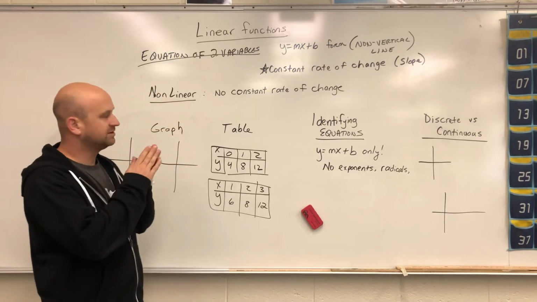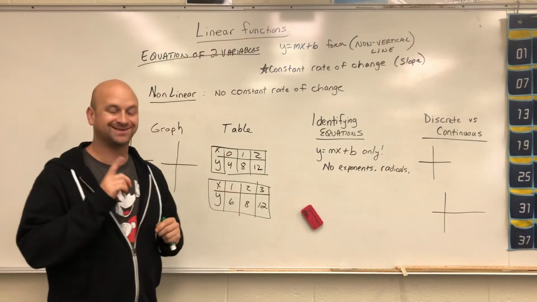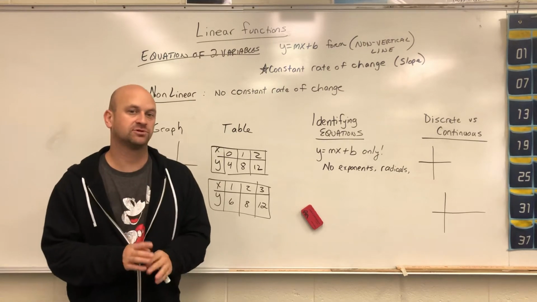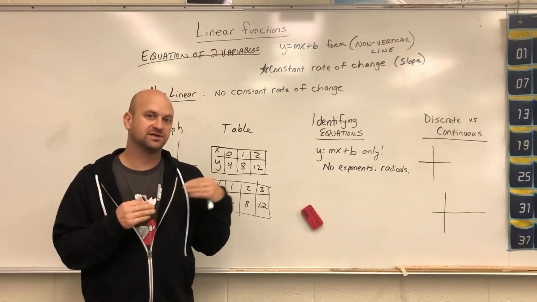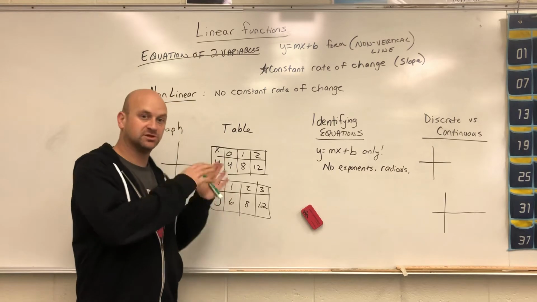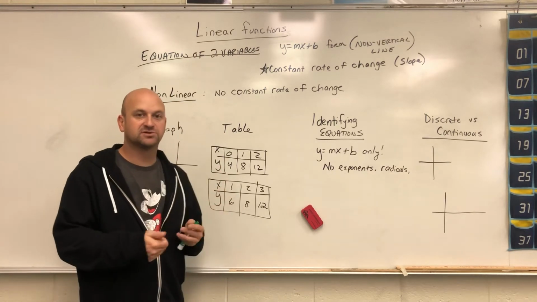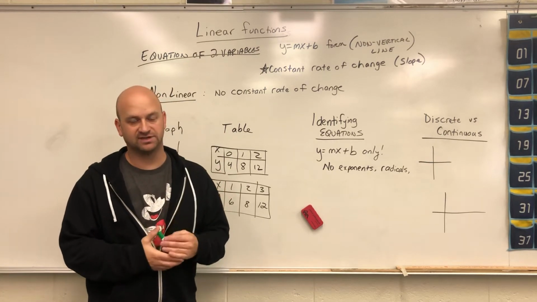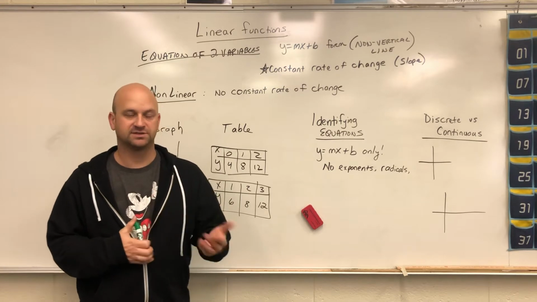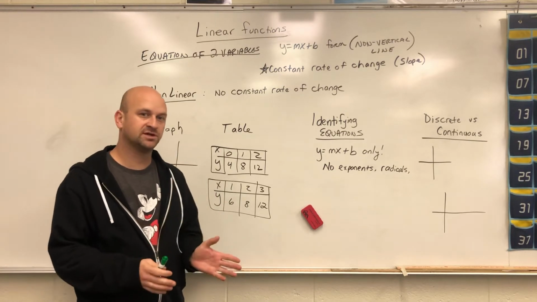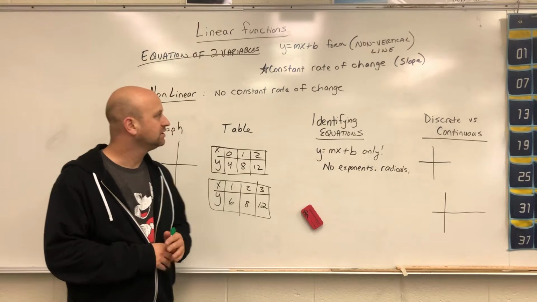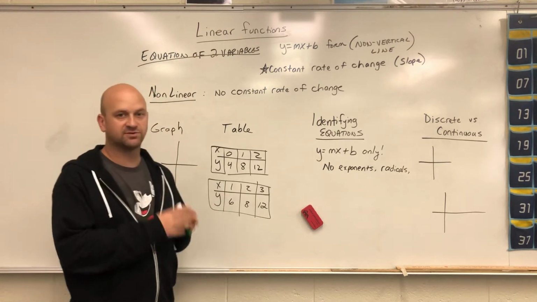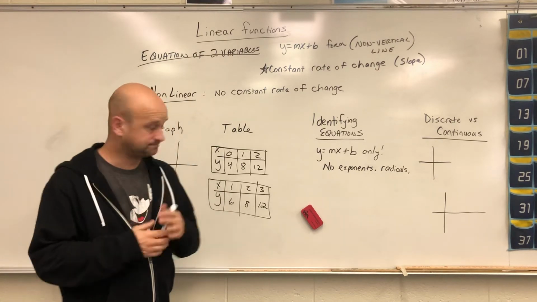When we talk about a linear equation, this is going to be a non-vertical line. This is important because a vertical line is not a function, okay? And we want linear functions. The vertical line fails the vertical line test, which is why it's not included. So any other line would be okay. And we want to use the form y equals mx plus b.